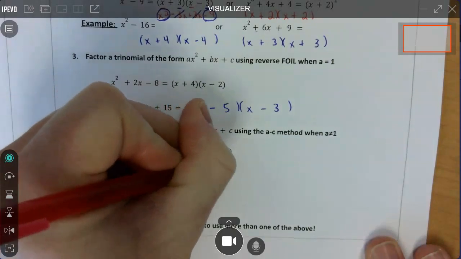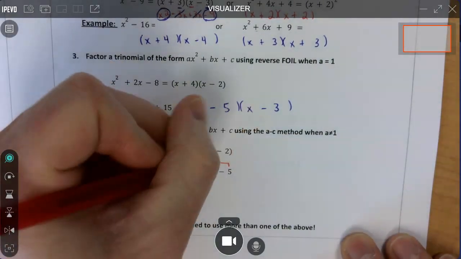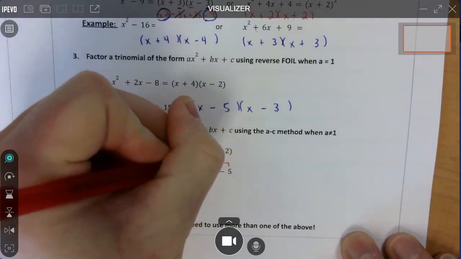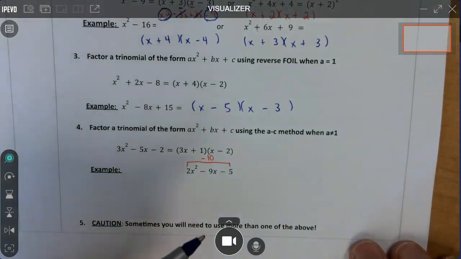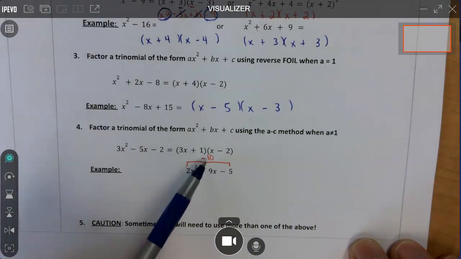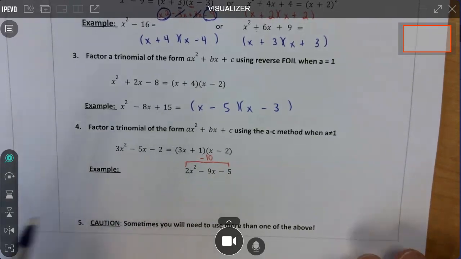So I multiply the a value times my c value, and this gives you a product of negative 10. So now the next step of the method is, what two numbers exist that multiply to make negative 10, but add to make negative 9? Well, we know that 2 times 5 is 10, but there's not a combination of those that we can add together to make negative 9. So that leaves me 1 and 10.